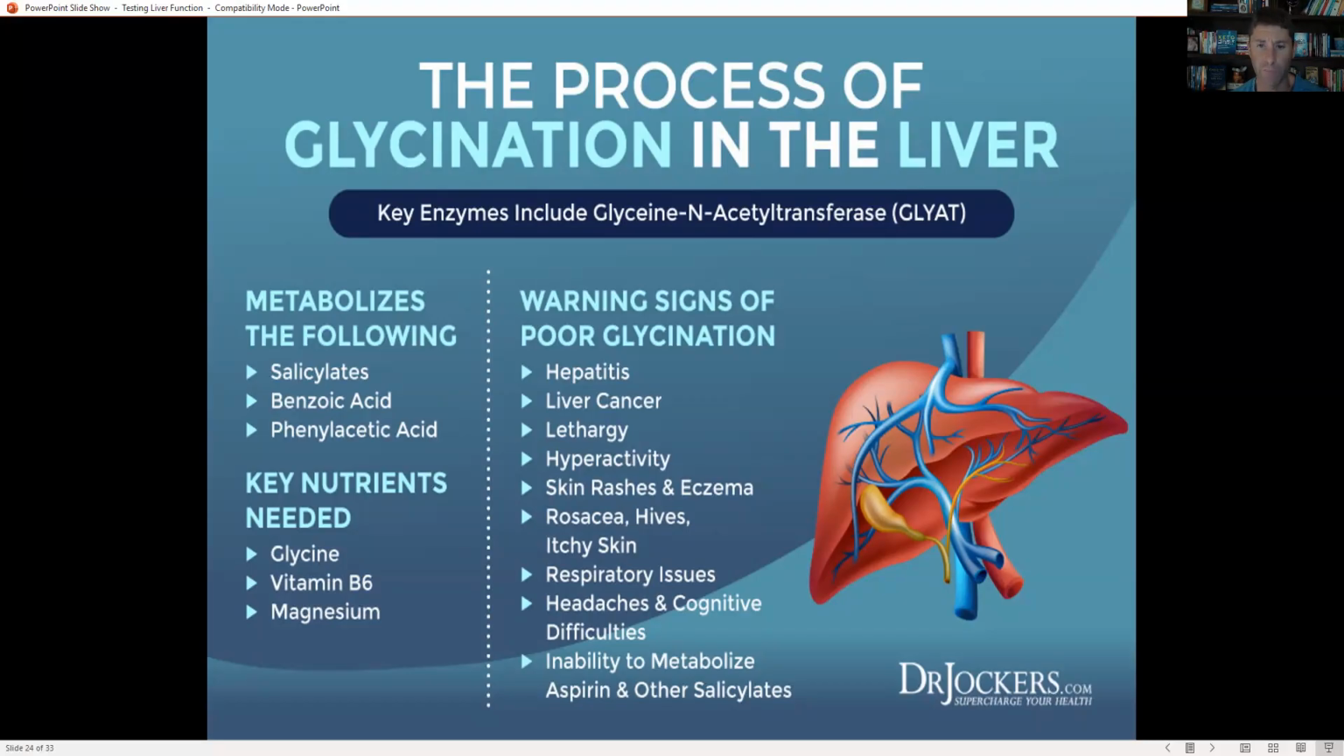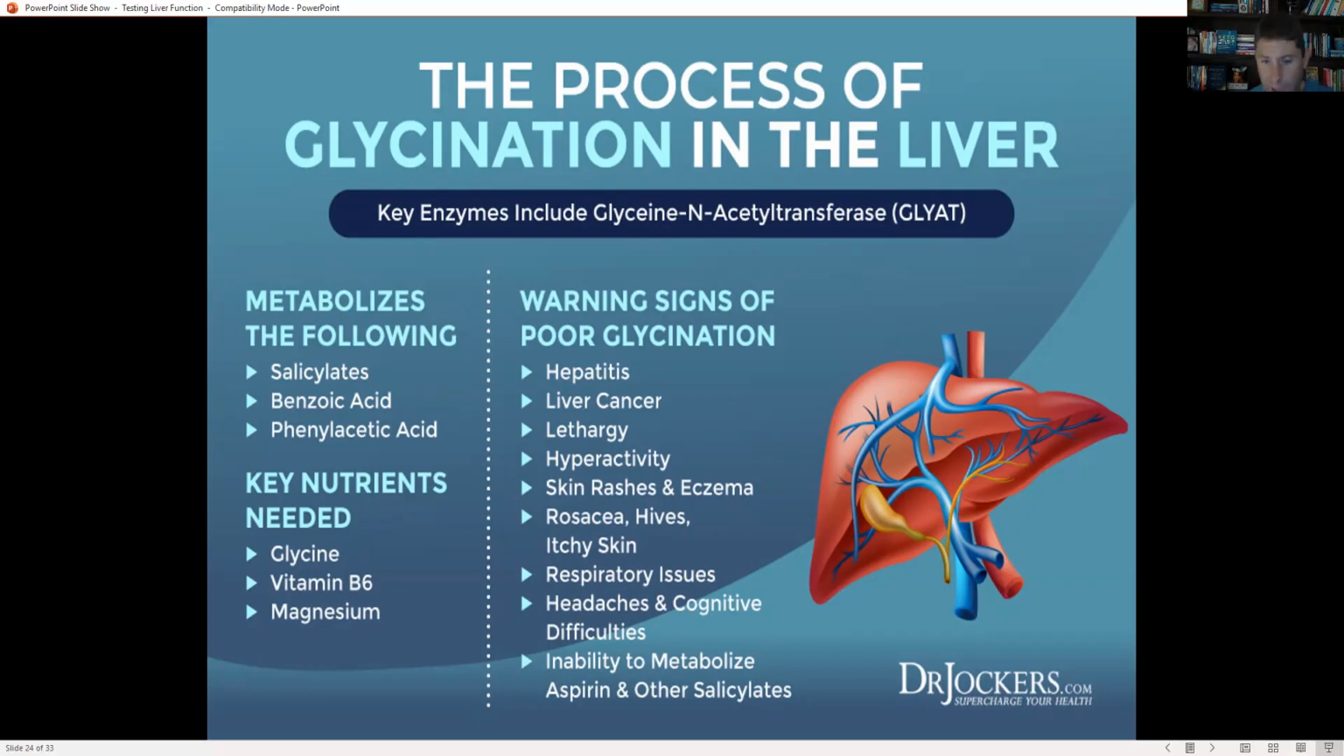Skin rashes and eczema is a big one to consider. A lot of people will say, oh, it's a liver issue, right? And it can be, right? It can actually be related to this sort of glycination process. And sometimes that happens when you're not breaking down salicylates. So addressing that's key. Rosacea, hives, itchy skin, respiratory issues, headaches, and cognitive difficulties. And again, the inability to metabolize aspirin and other salicylates.